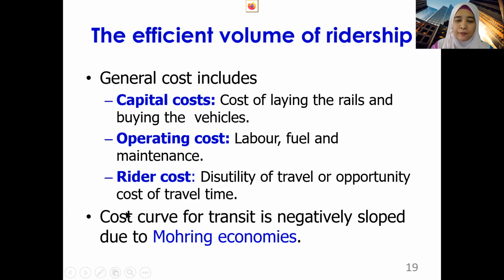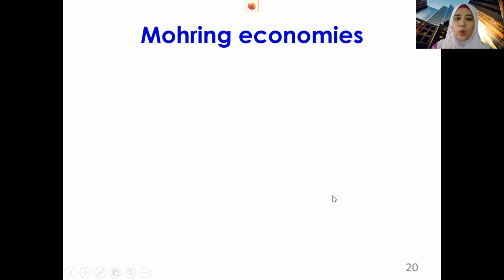Now the cost curve, this is interesting. Just now I said the cost curve is upward sloping, right? But the cost curve for transit is negatively sloped. So it's special for mass transit, whereby the cost curve for transit is negatively sloped. It slopes downwards, like a demand curve. Due to what? Due to Mohring economies. This is a concept that causes the cost curve for transit to be negatively sloped. Okay, what is Mohring economies?